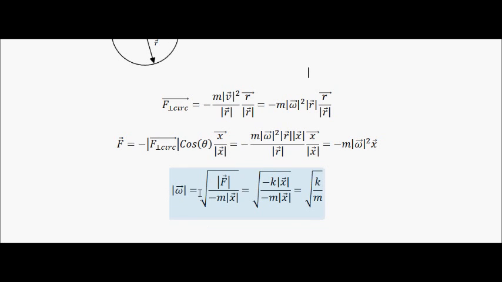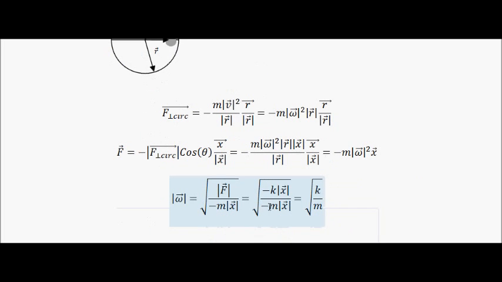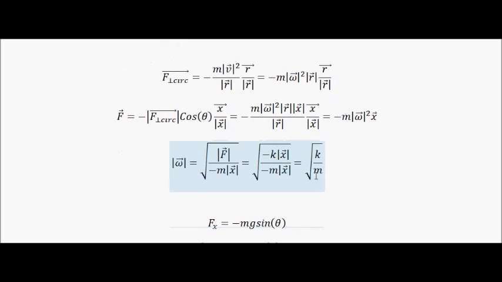So I've taken the magnitude of this as usual, and then I've said that that's equal to the magnitude of the force divided by the magnitude of x multiplied by minus m, and then square rooted to rearrange for omega. Notice that again there are no vectors here. This is a scalar equation. I've substituted the magnitude of F for minus kx, although that is a vector equation and this is a scalar equation. So that equals the root of k over m. So we've shown that the magnitude of the angular velocity is equal to root k over m.